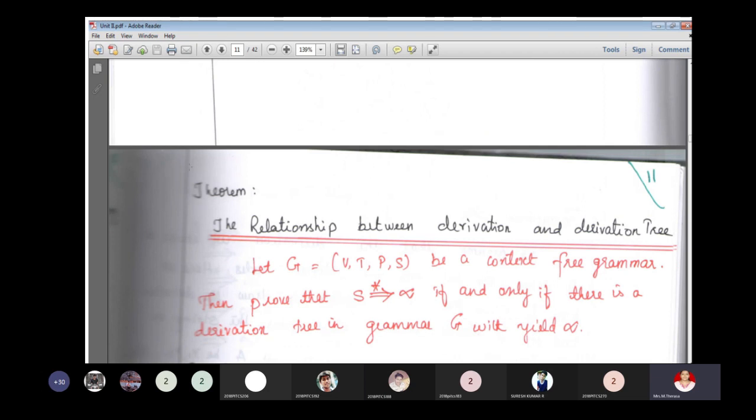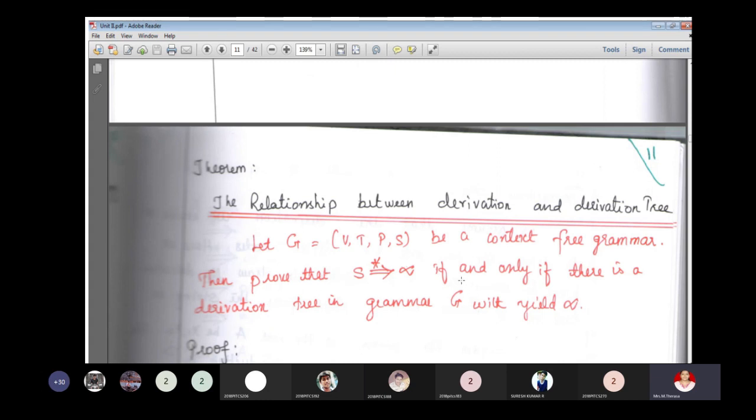There exists a relationship between the derivation and the derivation tree. For that we have a theorem. I'll read the statement of the theorem. Let a grammar G = (V, T, P, S) be a context-free grammar. Then S derives some alpha if and only if there is a derivation tree in the grammar G with yield alpha. Here S is the start symbol of the variable and alpha is any string.